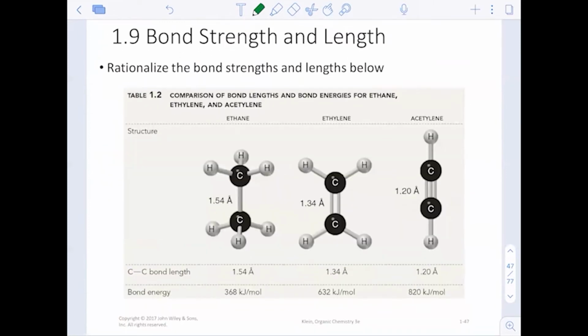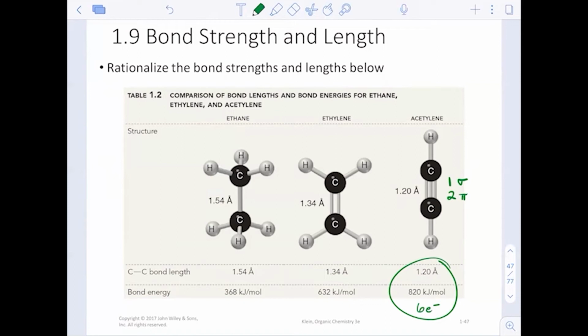We can also see the bond length and bond strength. A triple bond is the shortest bond at 1.20 angstroms, and it is the highest bond energy. It takes the most to break. The reason for that is because there are 6 electrons holding those 2 atoms together. There's 1 sigma and there's 2 pi's. Altogether, that would be 3 bonds or 6 electrons.